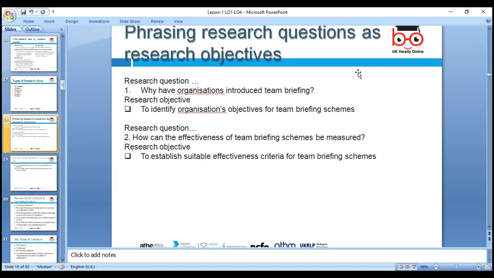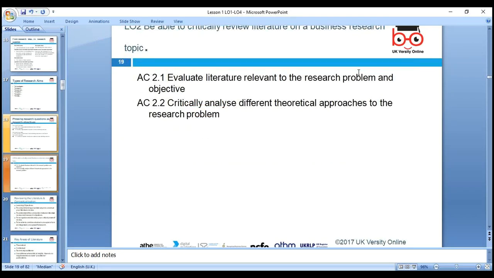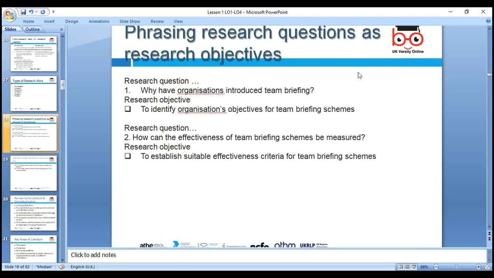Why has an organization introduced team briefing? Research objective: to introduce the organization's objective for the team briefing scheme. So these are the different questions. When you do research, you need to be focused on how we do it. Always use the command word, so that will help you to structure your research question appropriately and properly. Okay, any questions? No. So that's all about LO1.